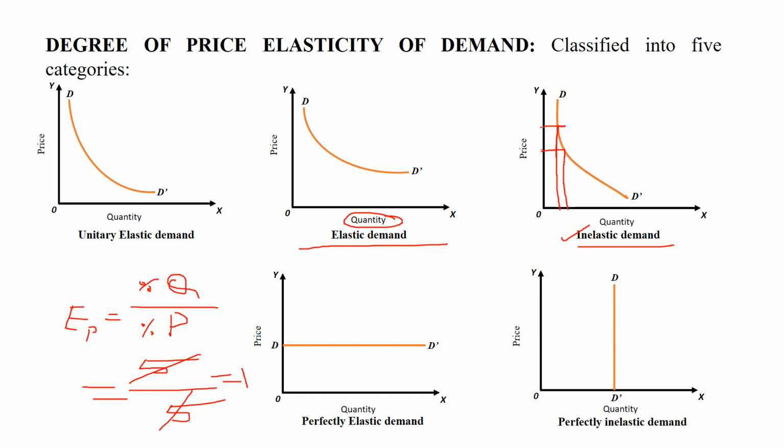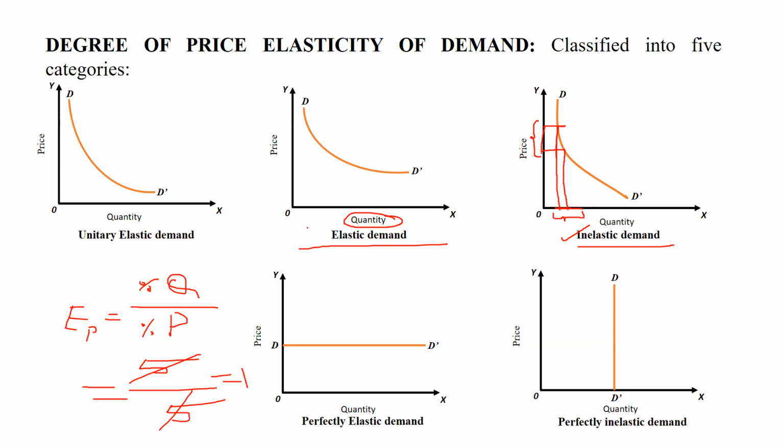Now you can see percentage change in price is bigger and percentage change in quantity is lesser. You can see this area is bigger and this change is very less. So we can say in terms of that it would be inelastic. So always the value would be less than 1.